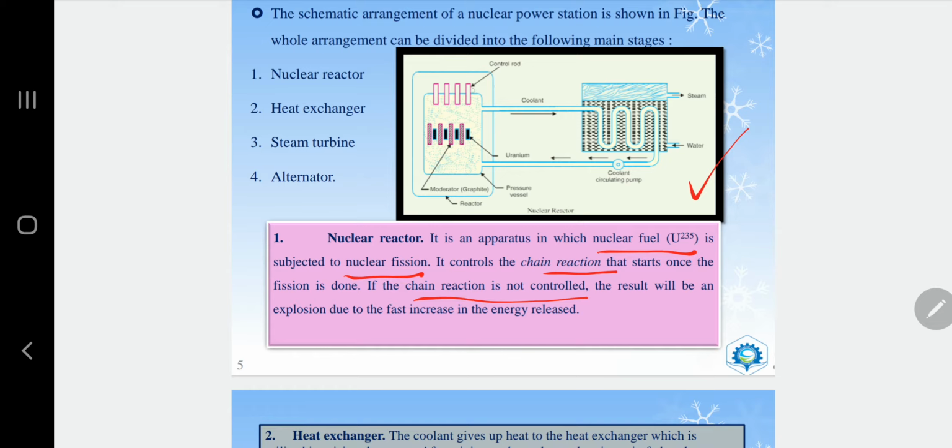Here you can see control rods as well as the moderator, which is graphite, and this is the reactor. Through this the coolant is passed, and here you can see the hot metal is passed, and after exchanging the heat it comes out cold and is again circulated through the nuclear reactor. So this is the first block.